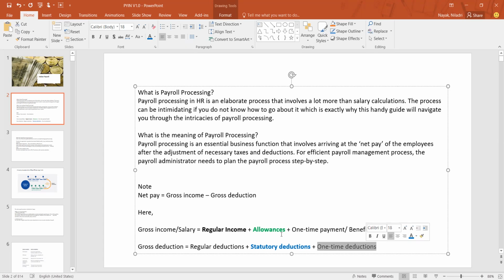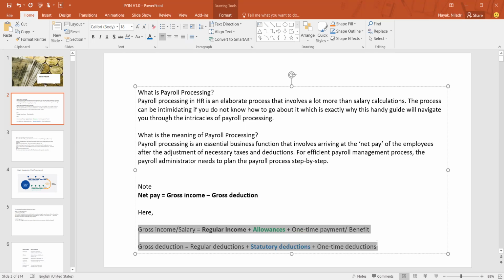Suppose somebody is asking for an example of all these six components. Before we go into the detail, net pay is equal to gross income minus gross deductions. I explained the equation of gross income. Gross income, we have seen, can be regular income, allowances, one-time payment, and benefit. Similarly, gross deduction will be your regular deductions, statutory deductions, and your one-time deductions.